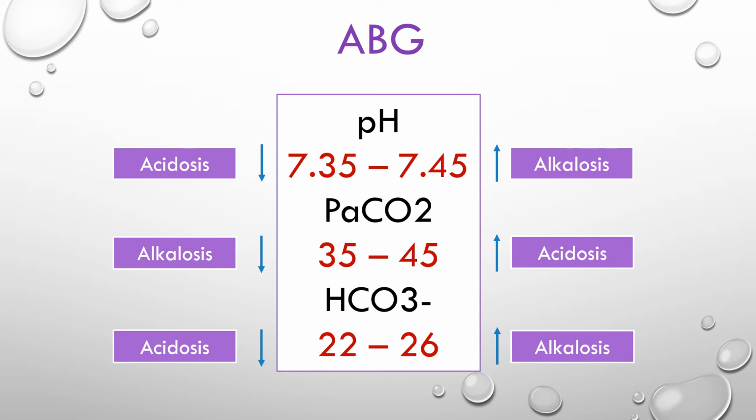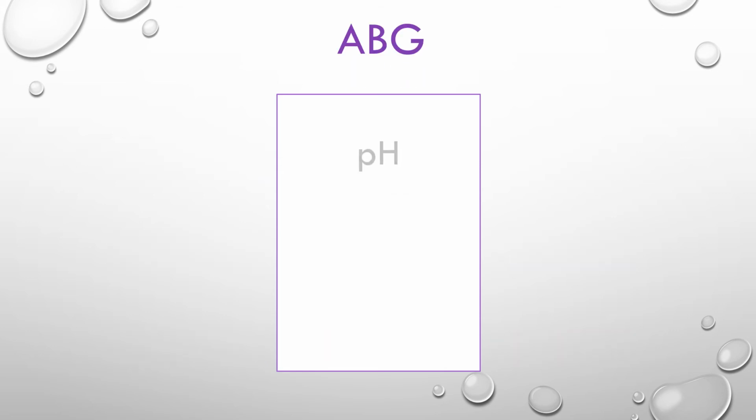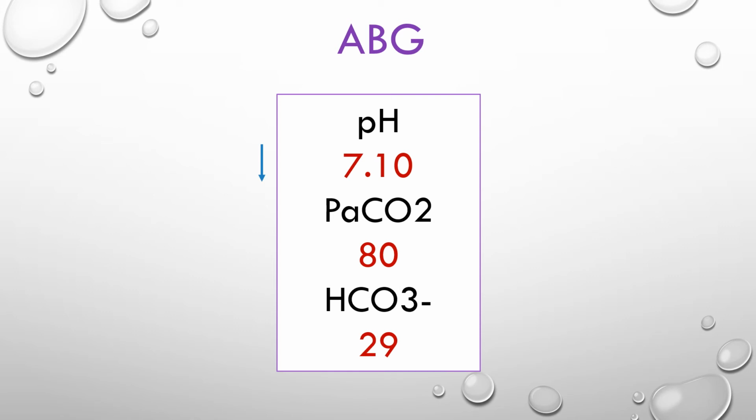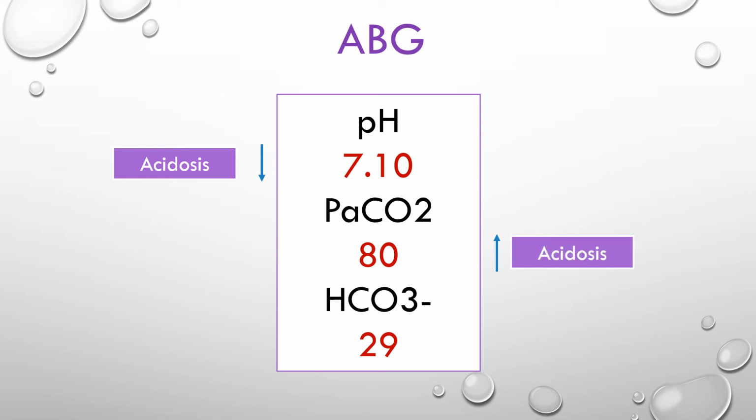Now let us look at this example. The pH is 7.10, which is low, meaning acidosis. The PaCO2 is 80, which is much higher than the normal range of 35 to 45 millimeter of mercury, indicating acidosis on the respiratory component. And lastly, the bicarbonate level is 29 milliequivalents per liter, which is also high, indicating alkalosis on the metabolic component.